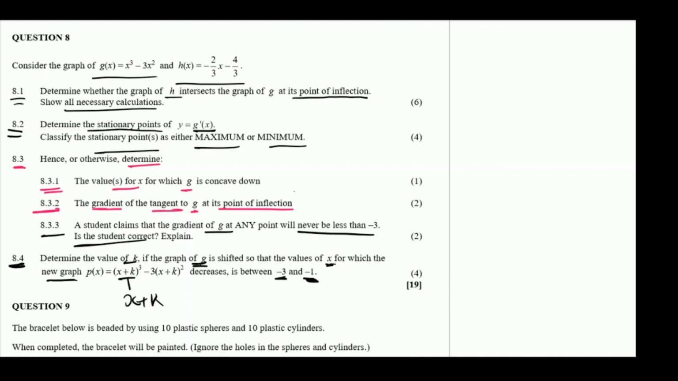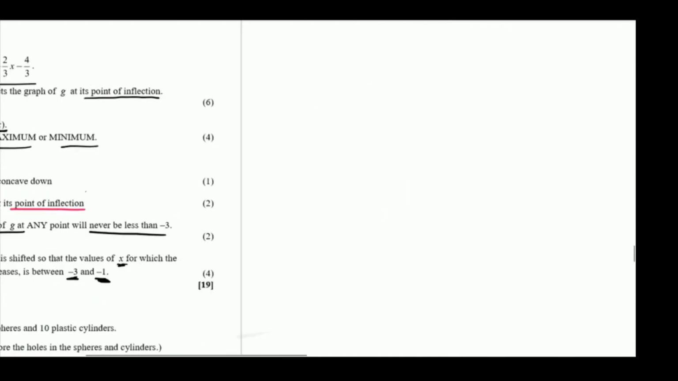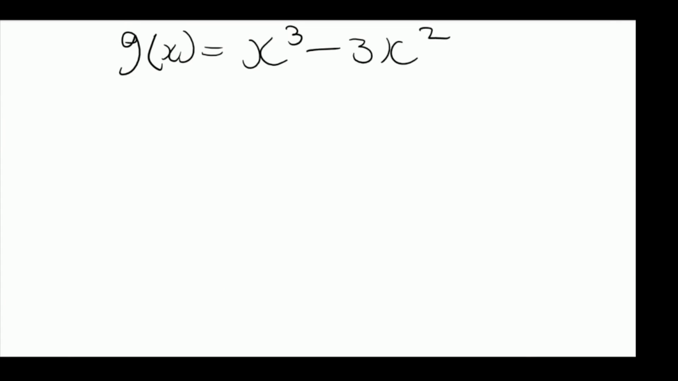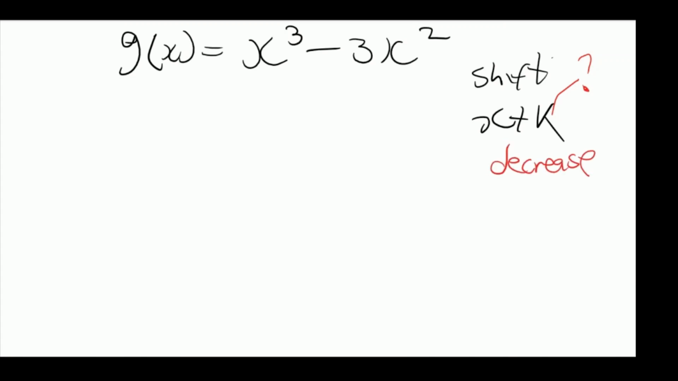So the first thing we're going to do here is identify the gradient of the equation of g. We know that g of x is equal to x cubed minus 3x squared, right? And we are told that there's a shift, which is x plus k, right? So we want to find the value of k. We are told that there's a decrease of p of x. It lies between -3 and -1. So the decrease lies between these 2 points, meaning that if we were to take a point, it's going to be -2, because -2 lies between -3 and -1. So please take note of this. We're going to come back to it later.